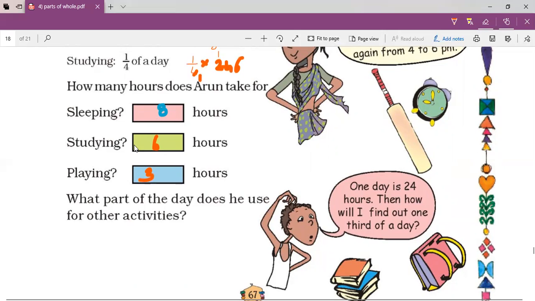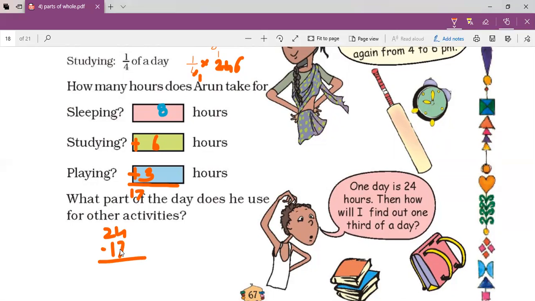So 8 plus 6 plus 3. Do addition. See how many hours we get for these three things. How many hours he used for these three things? 8 plus 6 plus 3 is equal to 17. Okay. Now, among 24 hours, he used 17 hours for doing these three things. So the remaining hours he will use for other activities. That means how many hours? Let's do 24 minus 17.